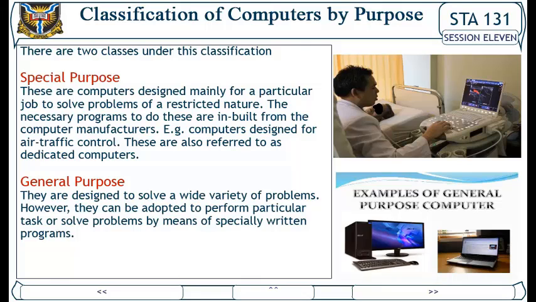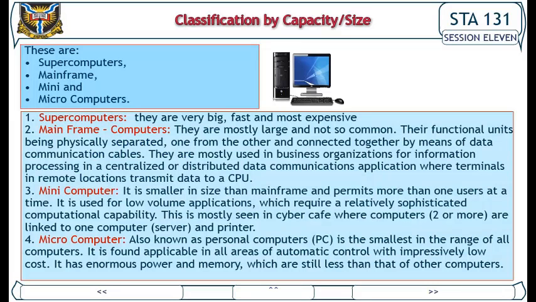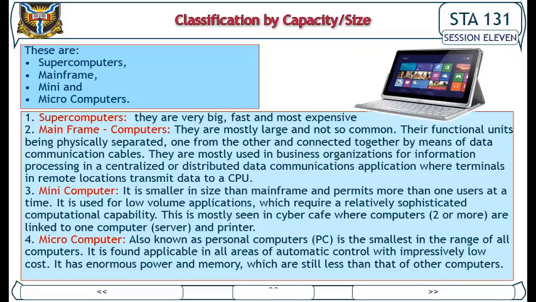General purpose. They are designed to solve a wide variety of problems. However, they can be adopted to perform particular tasks or solve problems by means of specially written programs. Classification by capacity size. These are supercomputers, mainframe, mini, and microcomputers. 1. Supercomputers. They are very big, fast, and most expensive.